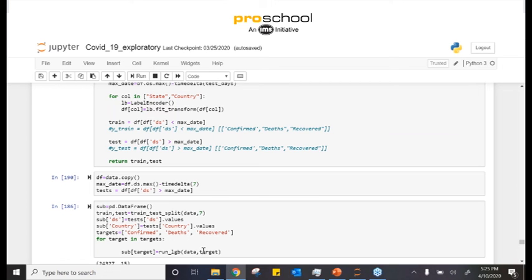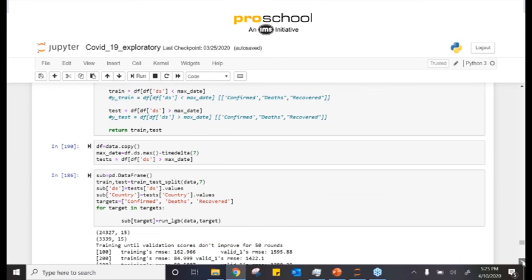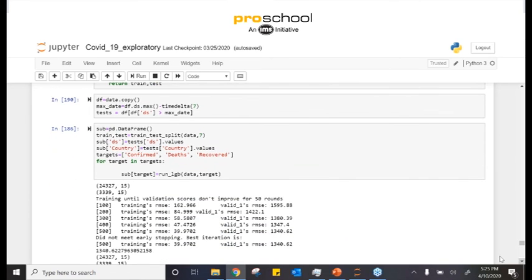So by this, I'm running it three times. That's the use of functions. Just by writing one function, I'm running the LGBM model three times, and I'm getting three types of models: one model for confirmed cases, one model for death cases, and another model for recovered cases.